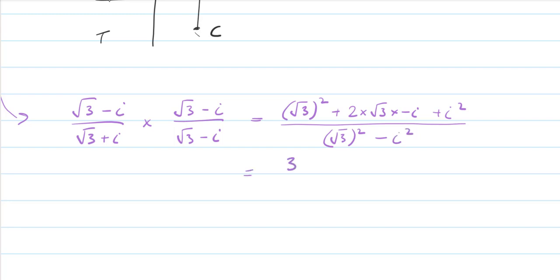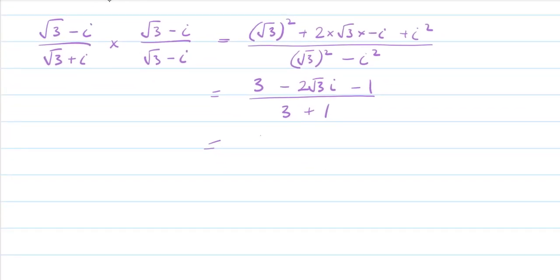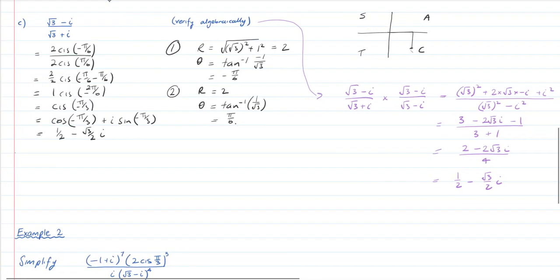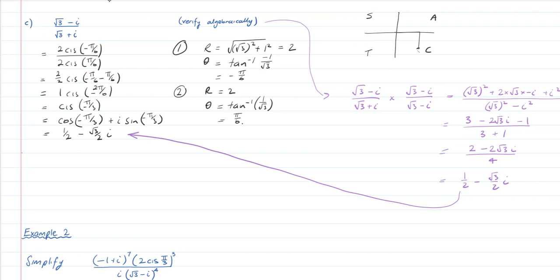Simplifying this, on top I get 3 minus 2 root 3 i minus 1, i squared is negative 1, and on the bottom I get 3 plus 1, so I'm taking my time here. 3 minus 1 is 2, minus 2 root 3 i over 4. That simplifies to give a half minus root 3 on 2 i. If I zoom out now, it's exactly the same as what I just got here.